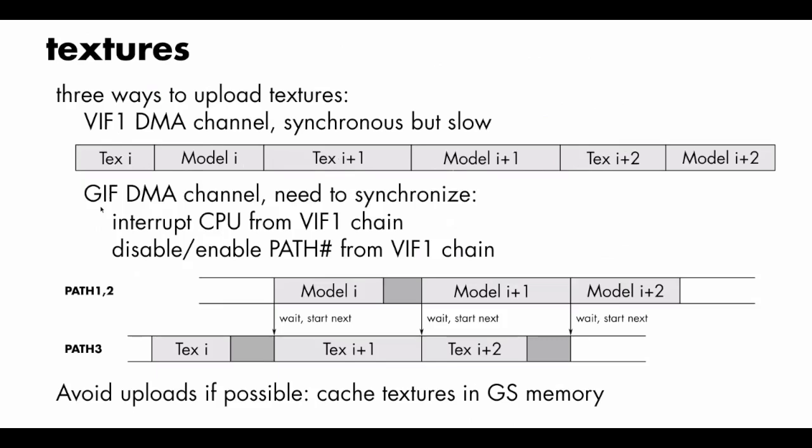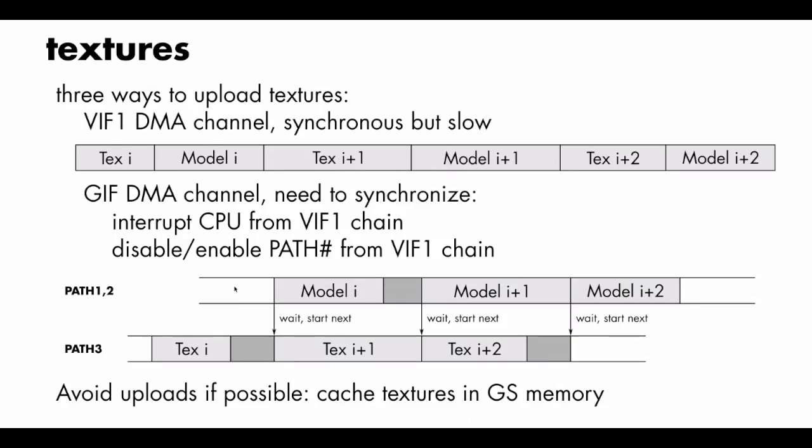To do that, we need the GIF channel actually. So path 3 transfer. One way to do it is to interrupt the CPU from the VIF1 chain. So whenever I'm ready to accept the next texture, I interrupt and let the CPU send the next texture and restart the VIF transfer as well. Oh, there's a typo here. This is meant to be path 3, not path hash. Anyways, that is the more efficient way of doing it.